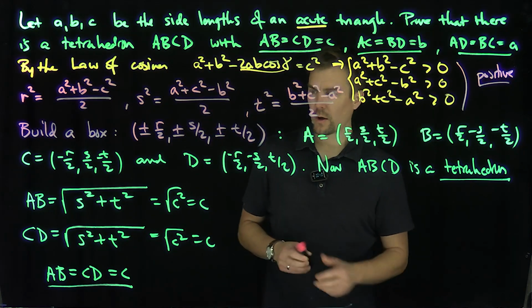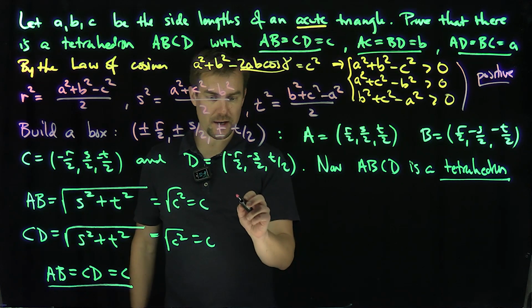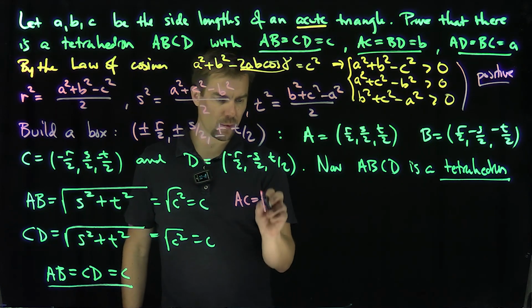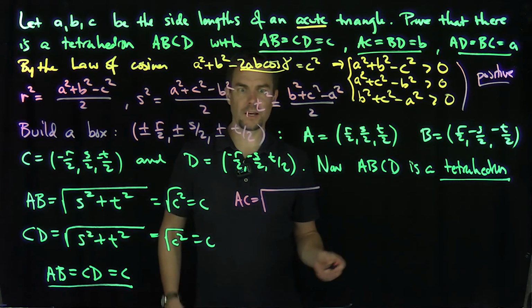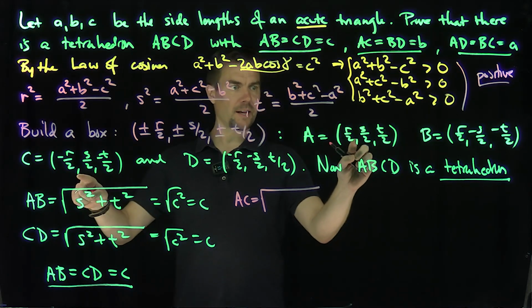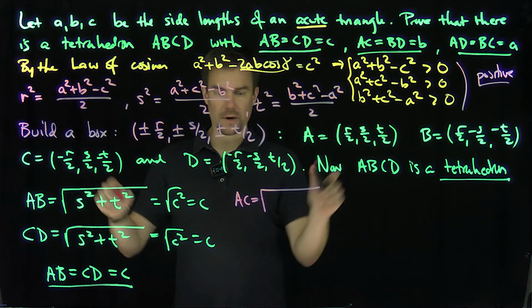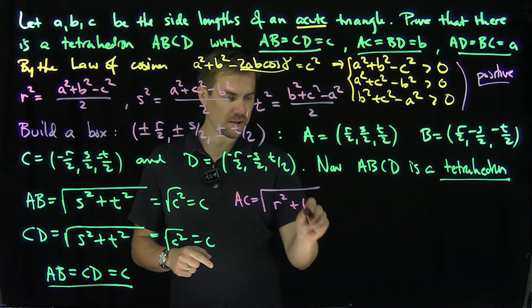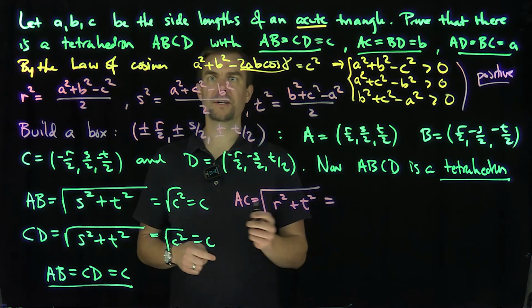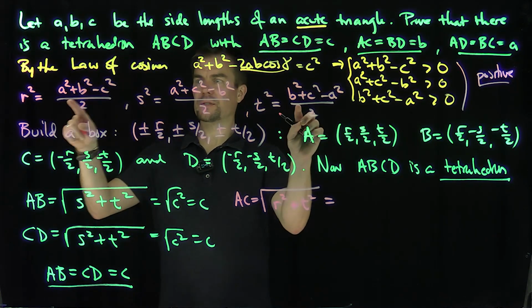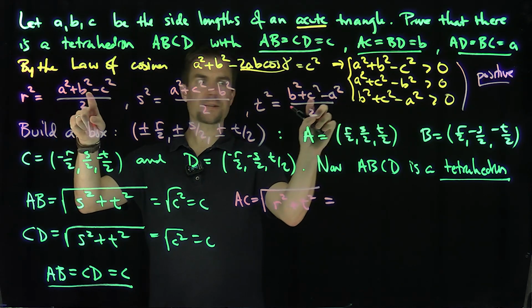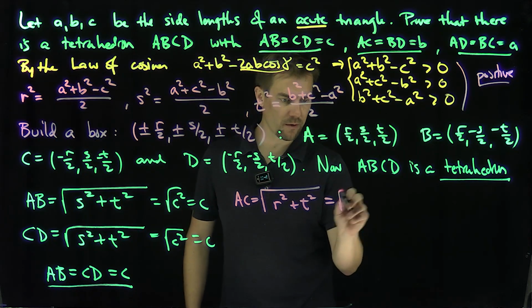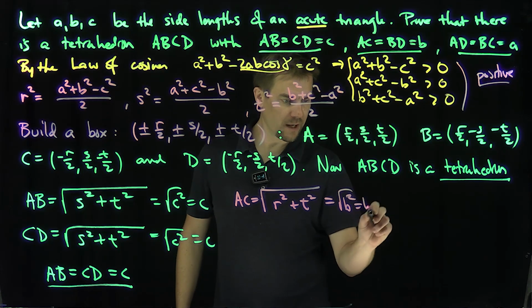What's the next one? I need to look at AC. What's AC going to be? AC is going to be the square root of what? Let's see what's going to cancel on AC. I get R squared, that square cancels. I get an R squared plus T squared. What's R squared plus T squared? The A's cancel, the C's cancel, it's going to be B squared. The square root of B squared is just B.